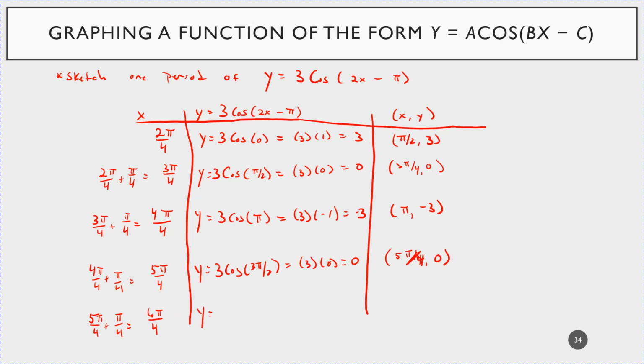And then finally, y is equal to 3. This ends up being cosine of 2 pi when you plug it in. This is 3 times 1, which is 3. So this simplified, just so we're clear, is 3 pi over 2 comma 3. All right, I know it's a lot. So now we're ready to sketch this graph here.